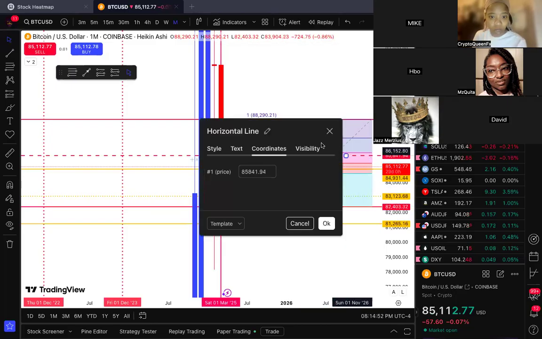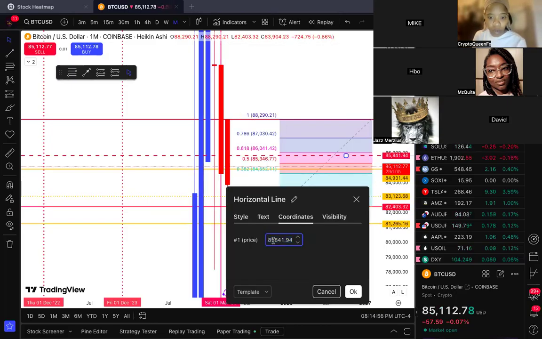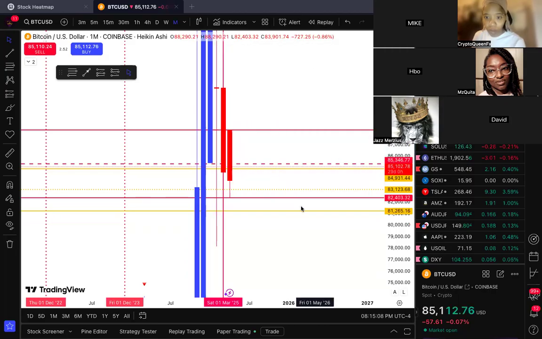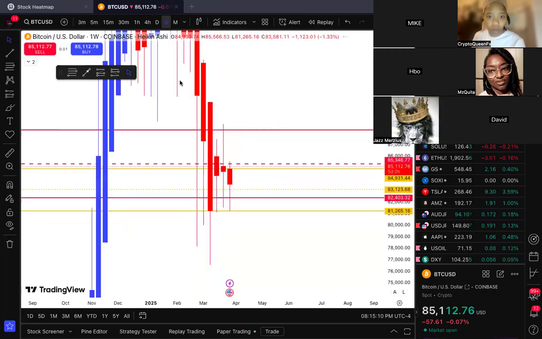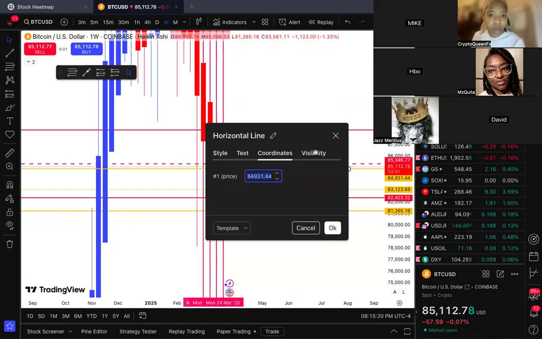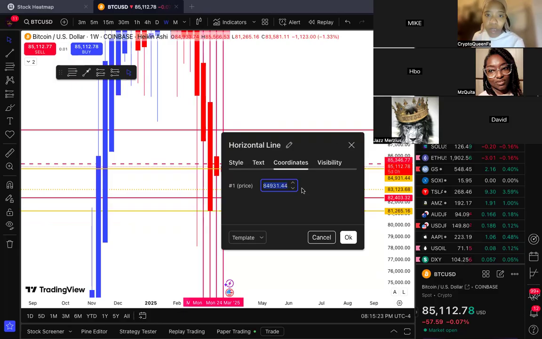The mid-month is 85,346.77. We'll remain at a new high for this week. The new weekly high is 85,566.53. No, 53, not 83. 53 cents.